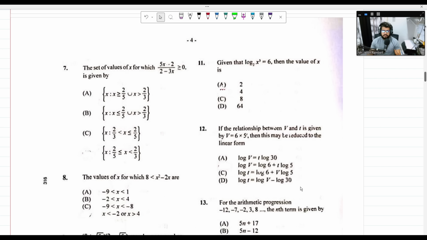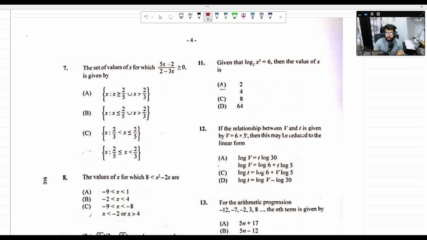The set of values of x for which this is greater than or equal to 0 is given by. So this is where I'm going to show you the shortcut for paper ones. Paper ones don't need to see no working. We know the way in which we do these questions is we must multiply by the square of the denominator. But really and truly, what we're doing is putting the numerator equal to 0, the denominator equal to 0, and figuring out the value of x.